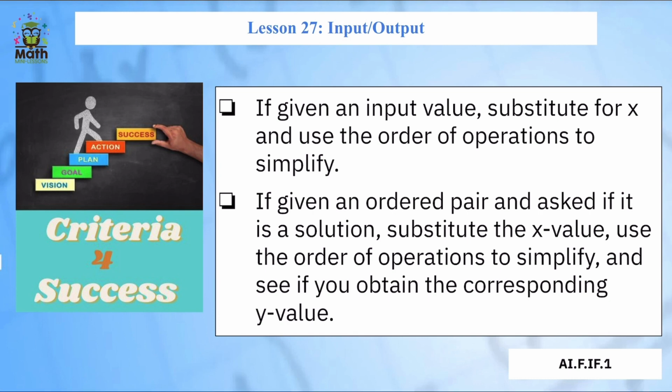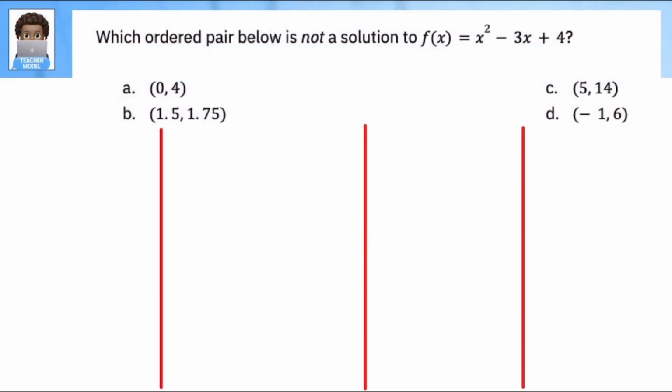In this lesson, we're actually going to substitute for x in our functions and use our order of operations to simplify. And we're going to do that to see whether or not the x value is a solution for the function. So in our second criteria for success, if we're given the ordered pair, we're asked to see, is it a solution? So if we put those numbers in, would I get the actual output for the number I'm putting in?